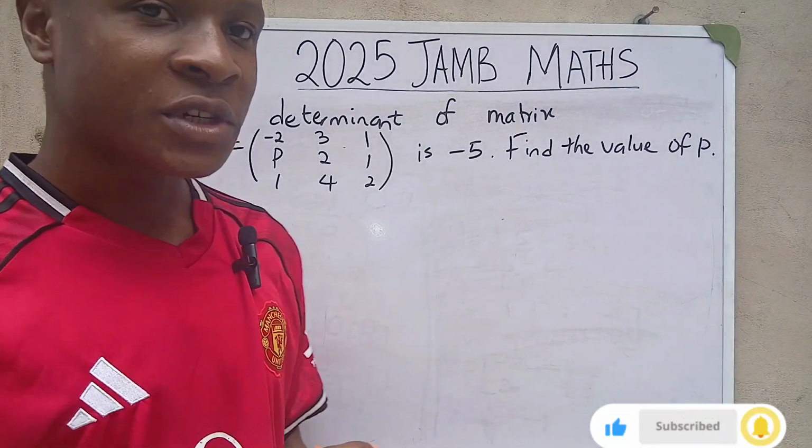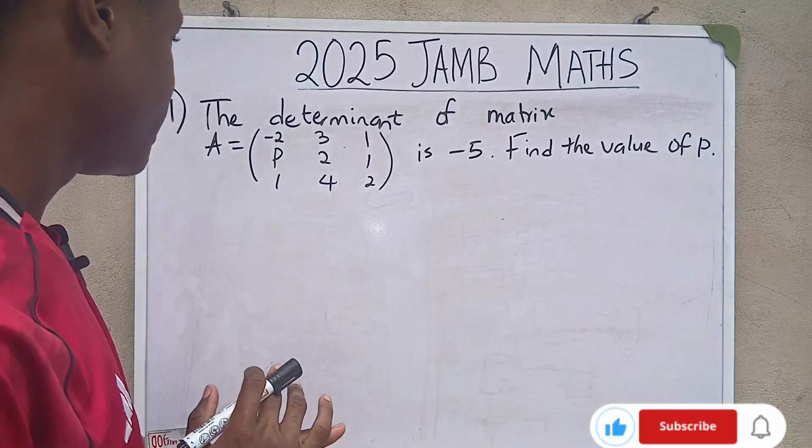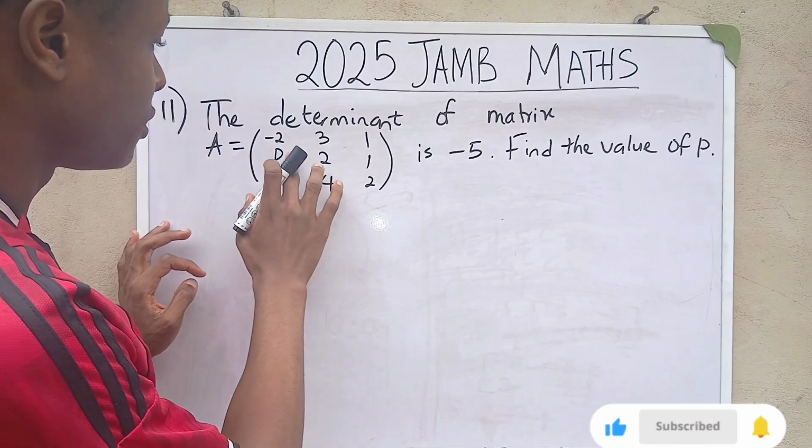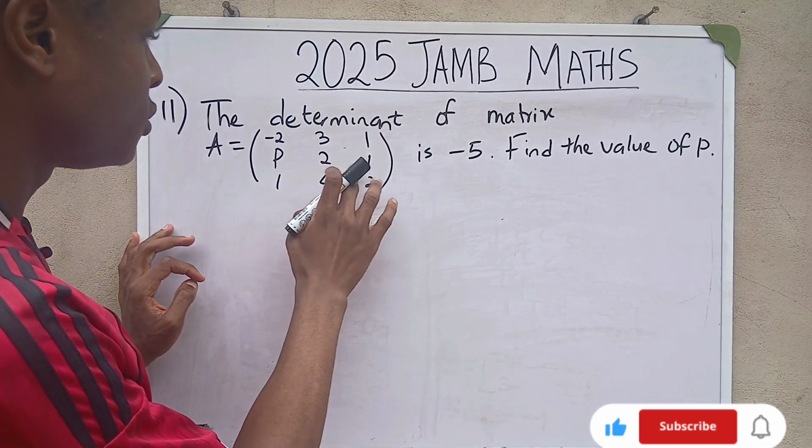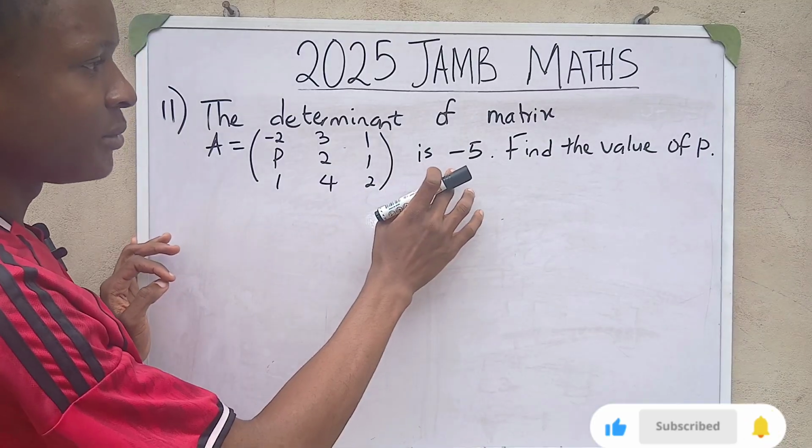So the 11th question says the determinant of the matrix A, minus 2, 3, 1, P, 2, 1, 1, 4, 2, is minus 5.